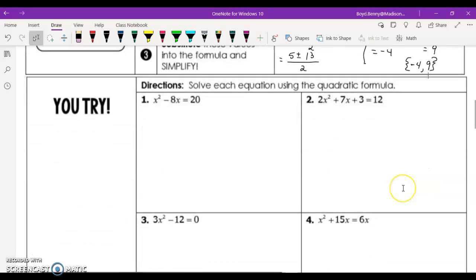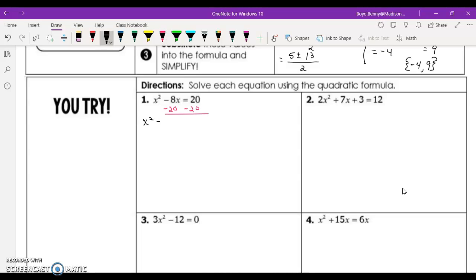Okay, let's go ahead and look at one more example here. I think one more will do us. Okay, so let's see here. x squared minus 8x equals 20. Well, I notice this is not in standard form. So to start off with, I'm going to subtract this 20 from both sides and get this thing in standard form and set it equal to 0 all in one step.